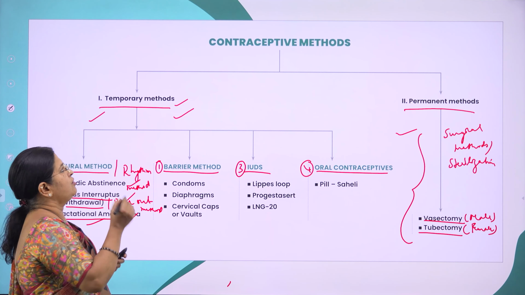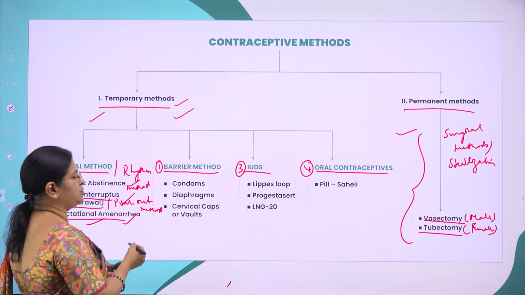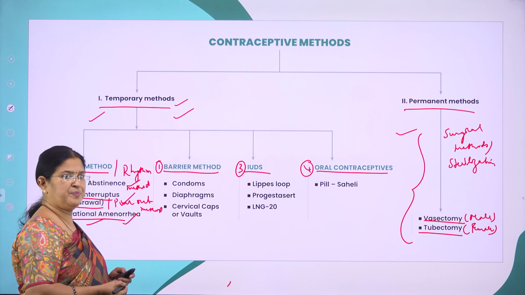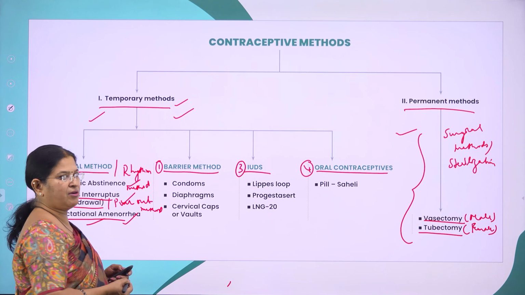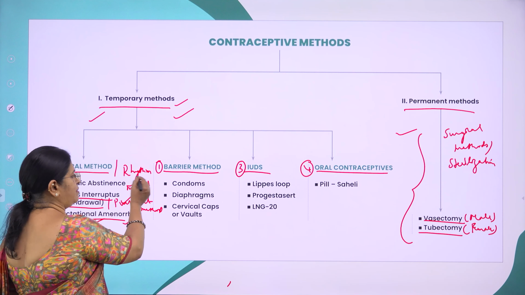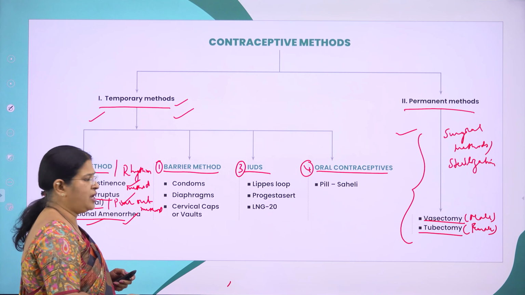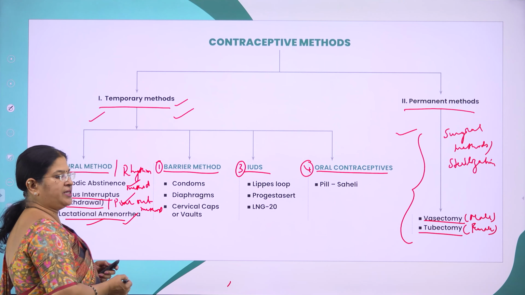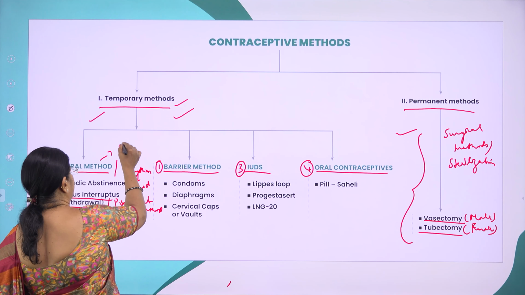I will repeat. Contraceptive methods are broadly classified into two types, temporary method and permanent method. Temporary methods are of four types. What are they? Natural method, barrier method, IUDs, and oral contraceptives. The natural method is also called what? Physiological method.